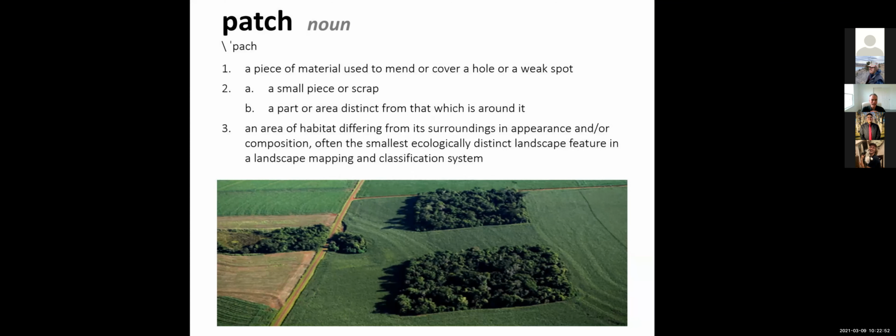So first, let's go back to an overview of patches. As you recall, the definition of a patch in landscape ecology is an area of habitat differing from its surroundings in appearance and/or composition, often the smallest ecologically distinct landscape feature in a landscape mapping and classification system, right? So in the photo shown below, those forested areas in the middle of all those agricultural fields are the patches.